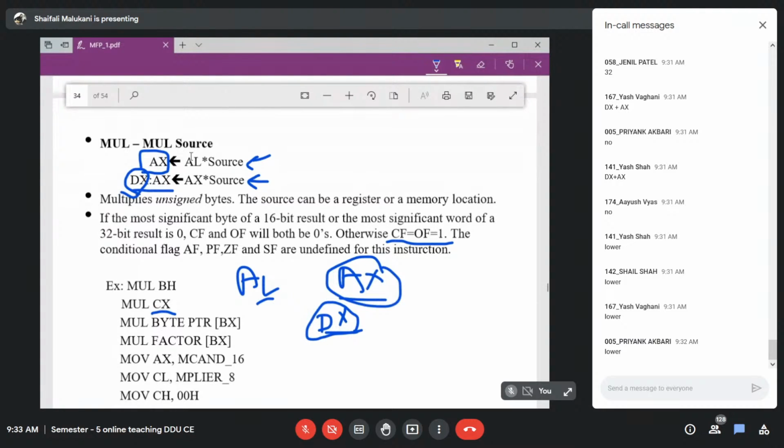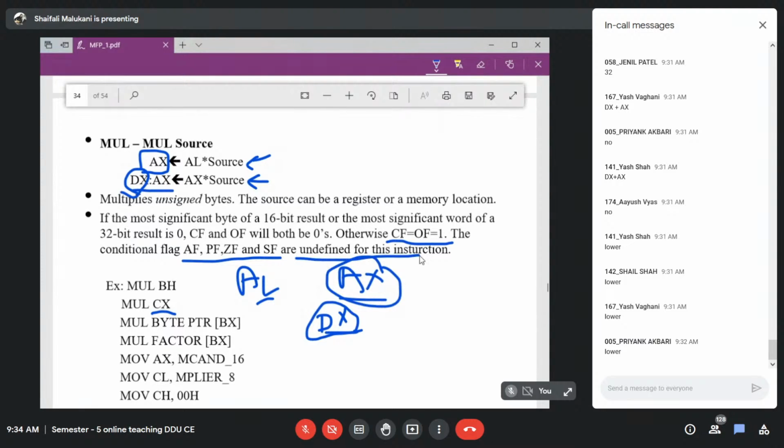If AH is updated because of the mul instruction, then CF and OF will be 1. These flags are updated if the result is stored here, but not in the usual manner. CF is 1 doesn't mean a carry has occurred. CF and OF both being 1 means DX has been used, that is, this multiplication has resulted in a 32-bit multiplication.